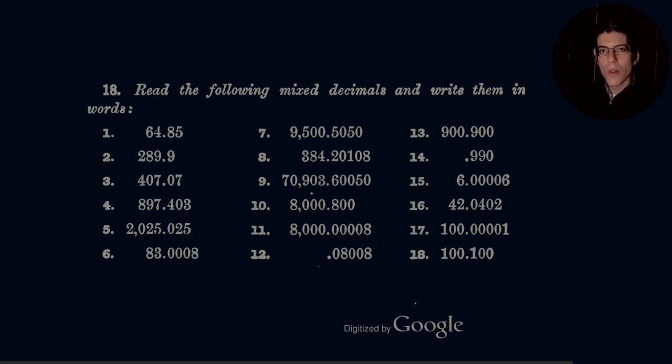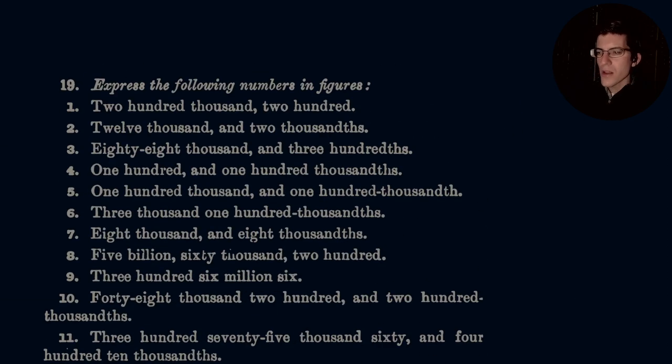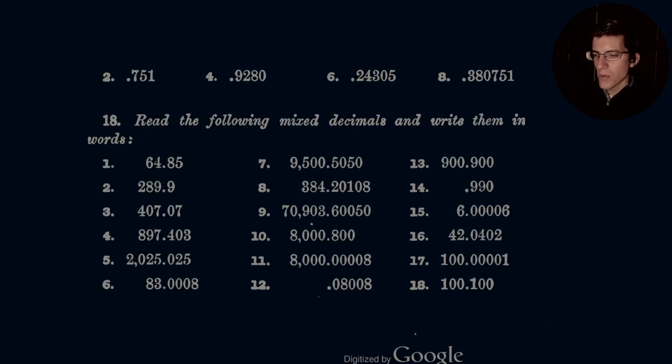And then we will also be working through section 19, which is going in reverse. So we have the words written out and we want to write the numbers. What do they say exactly? What's their verbiage, so to speak? It is: express the following numbers in figures. So that will be 19, but right now we'll focus on 18. Let me pull up my annotation software and let's get going.